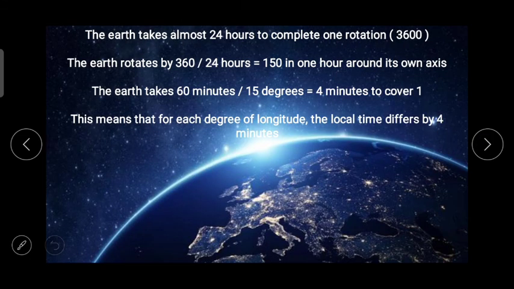Next thing, then how to consider or calculate the local time of different longitudes. The earth takes almost 24 hours to complete one rotation, that is 360 degree. This one is 360 degree, not 3600. The earth rotates by 360 degree in 24 hours, that is 15 degree in 1 hour around its own axis. So we can say that the earth takes 60 minutes to complete 15 degrees, which means 4 minutes to cover 1 degree.